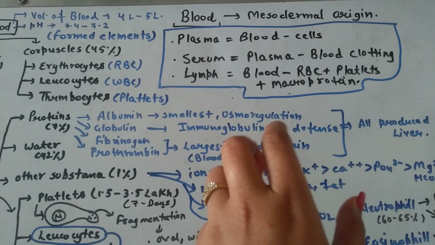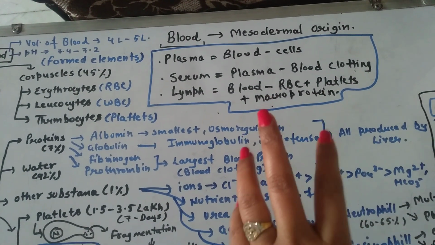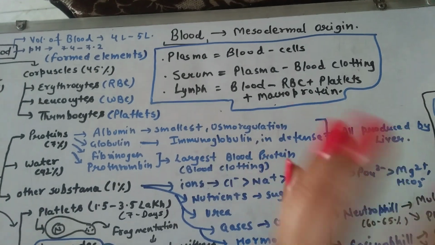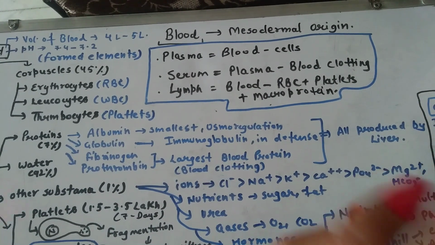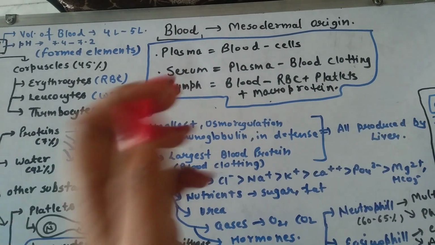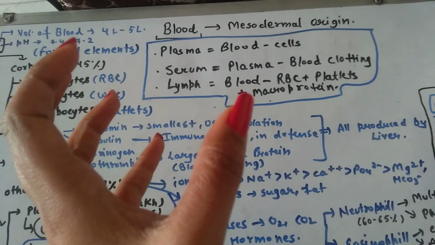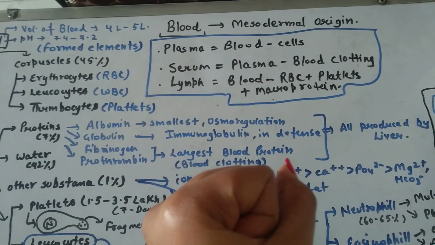Then what is serum? Serum is basically the plasma minus blood clotting factors. In plasma, there are a lot of blood clotting factors. If blood clotting factors are removed from the plasma, then it is called serum. So there are basically four terms: plasma, serum, lymph, and blood. Blood is a composition of your plasma as well as formed element.